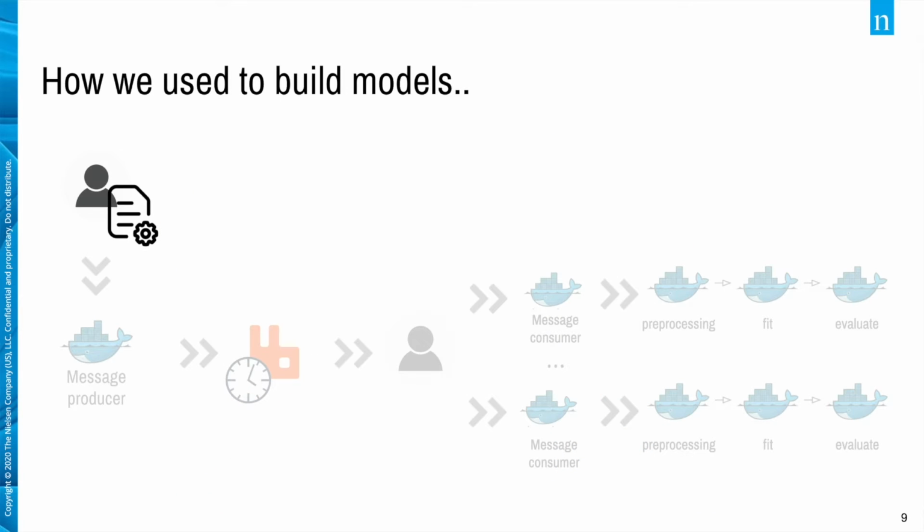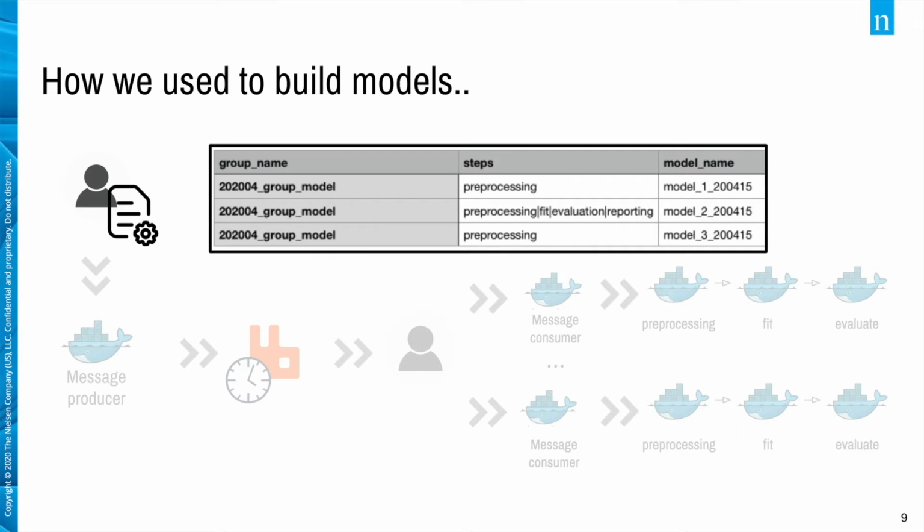Okay, so how did we use to build models? In the first stage, the user, usually a data scientist, will write a configuration file for all the models he wants to build. These models are called group models because they have some similar features. These configuration files will typically look something like that.